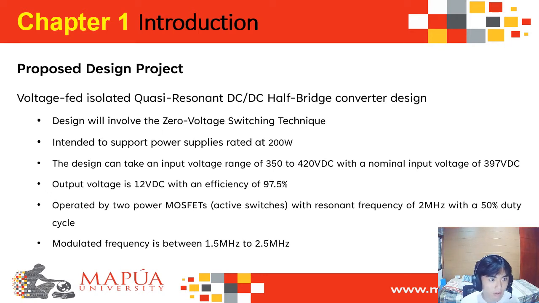Proposed design project: voltage-fed isolated quasi-resonant DC to DC half-bridge converter design. The design will involve the zero-voltage switching technique, intended to support power supplies rated at 200 watts. The design can take an input voltage range of 350 to 420 volts DC with a nominal input voltage of 397 volts DC. Output voltage is 12 volts DC with an efficiency of 97.5%. It is also operated by two power MOSFETs or active switches with a resonant frequency of 2 MHz with a 50% duty cycle. Modulated frequency is between 1.5 MHz to 2.5 MHz.